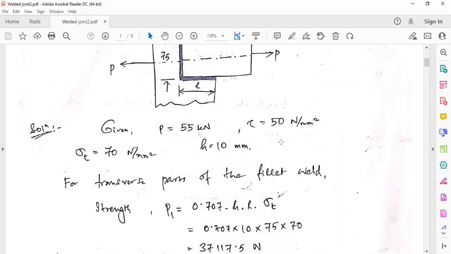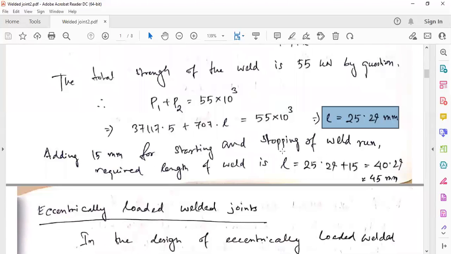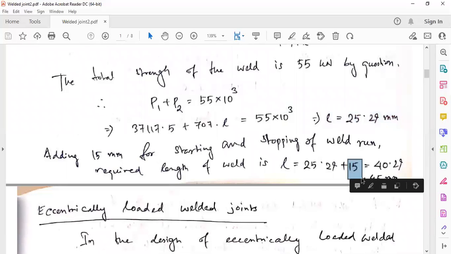Exactly. Now we have to add 15 mm to this, so that we can start and stop the weld run properly. So adding 15 mm for starting and stopping of the weld run, we have L as nearly 40.29, we take it as 45 mm.